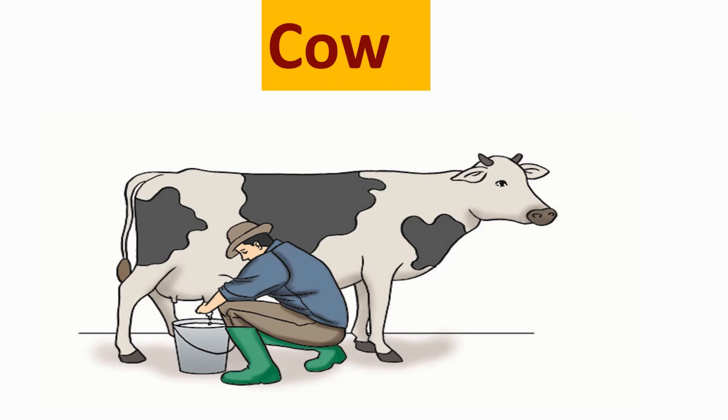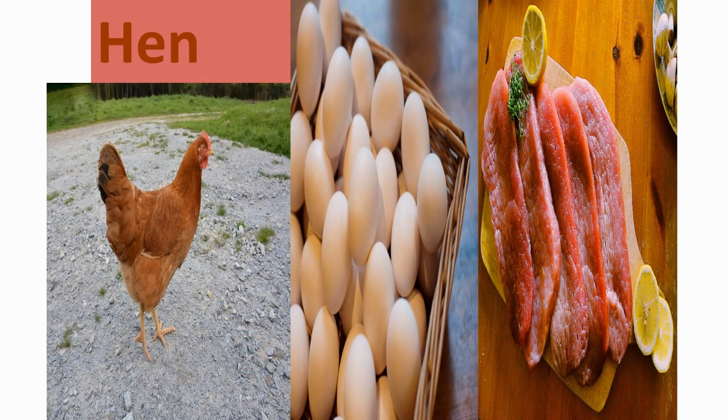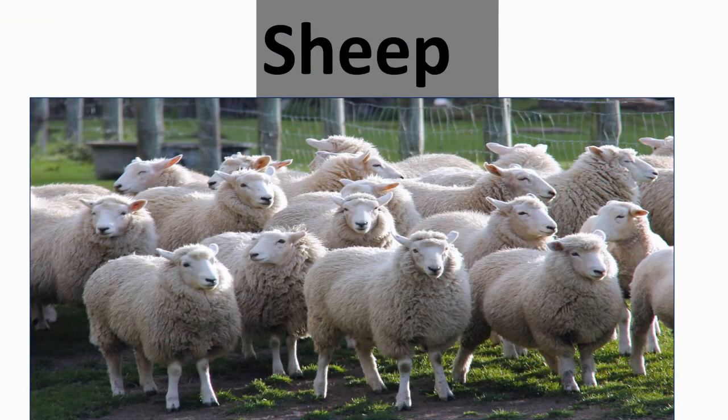Here is a picture of a cow. A cow gives us milk, and from that milk we can make curd, yogurt, paneer, cheese, butter and many more things. Like the cow, buffalo and goats also give us milk. The next is a hen. A hen provides us eggs and meat, which give us protein. The next picture is of a sheep. Sheep give us wool, from which we can make woolen clothes.